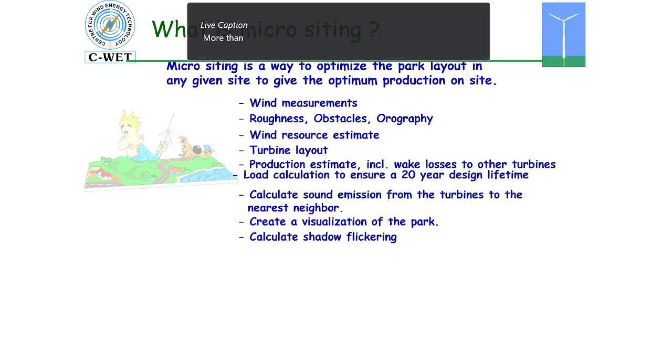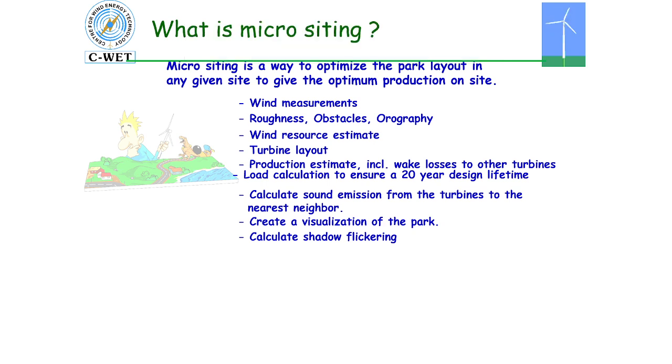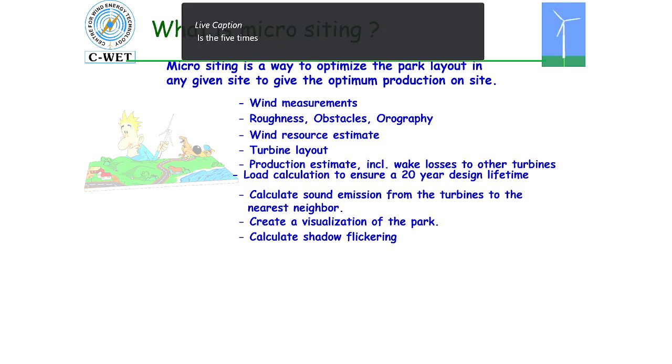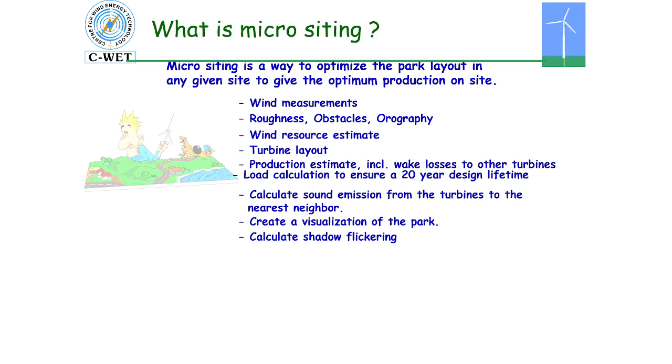5D means 5 times the diameter of the rotor between adjacent windmills, the neighboring windmill in the same row. And 7 times the diameter of the rotor between two rows of the windmills, wind turbines in the wind farm. This was the allowed spacing in Tamil Nadu earlier.